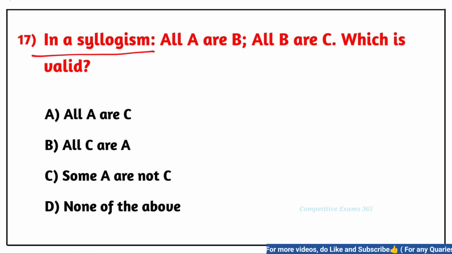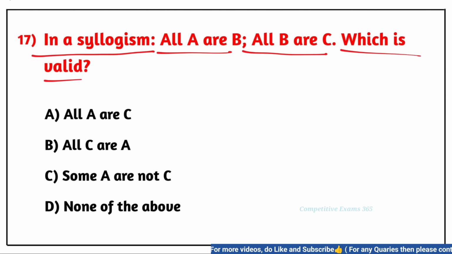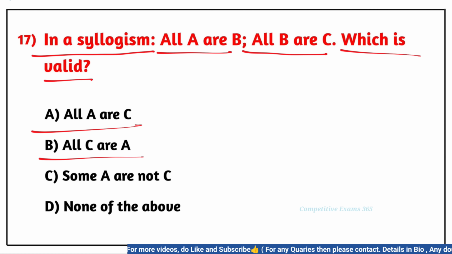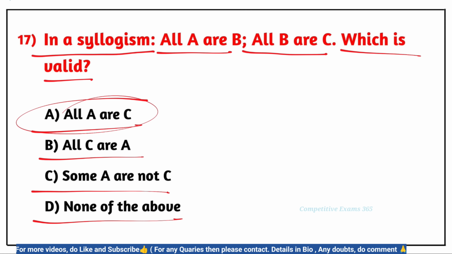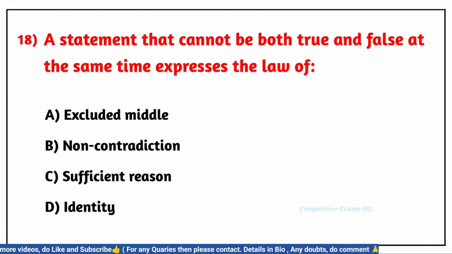17th question. In a syllogism, all A are B and all B are C. Which is valid? Option A, all A are C. Option B, all C are A. Option C, some A are not C. Option D, none of the above. Option A, all A are C. It is the correct answer.